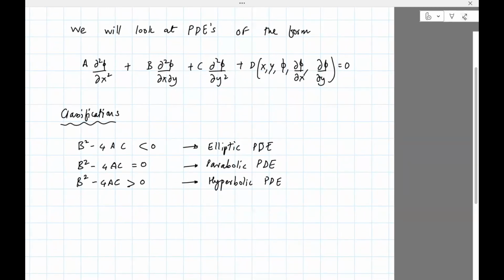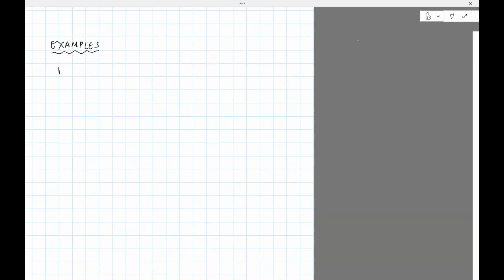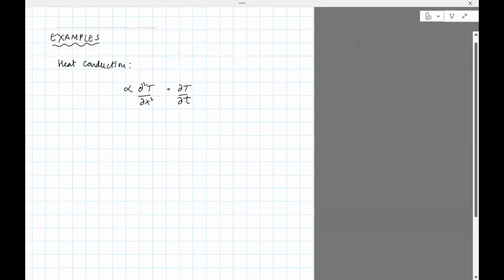Okay, so let's look at some of the examples. Okay, heat conduction equation. The example of a heat conduction equation is alpha d square T dx square equals dT dt, t time. So we have to classify if it's a PDE or what type of PDE it is.